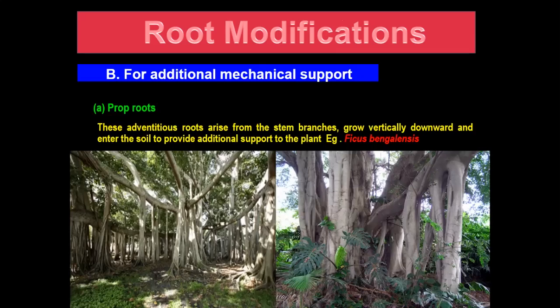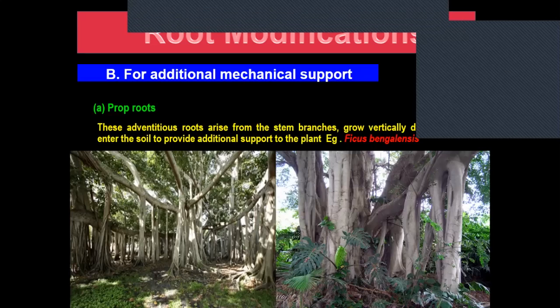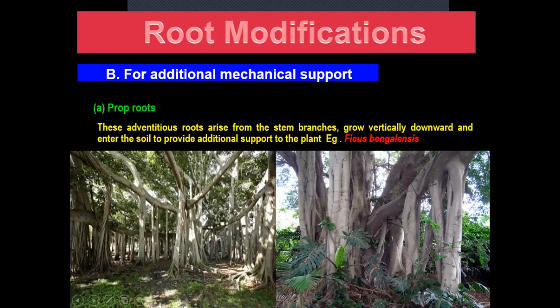And prop roots, for mechanical support, prop root or pillar root. These roots grow vertically downward from the lateral branches into the soil and give support to very big, huge, tall trees like banyan trees and Ficus bengalensis. Ficus bengalensis is a banyan tree.